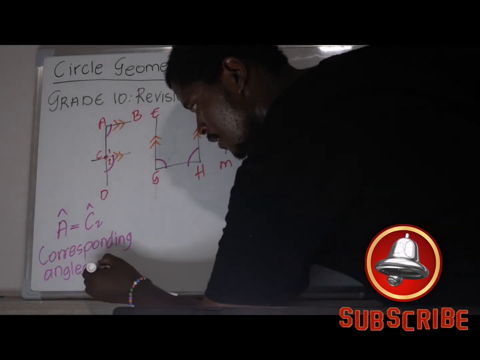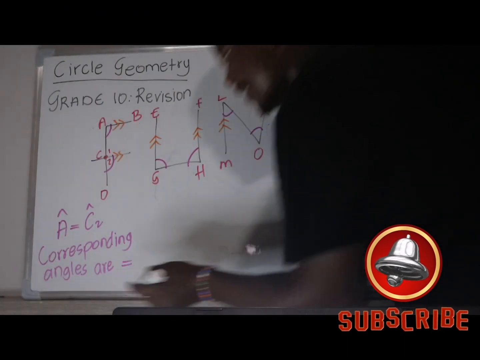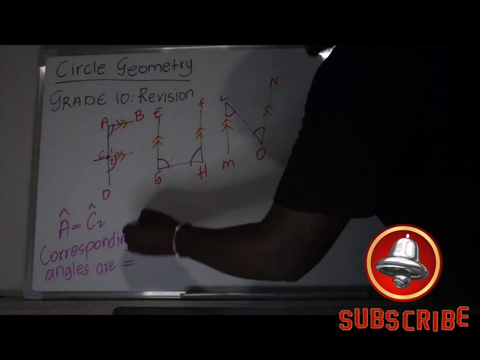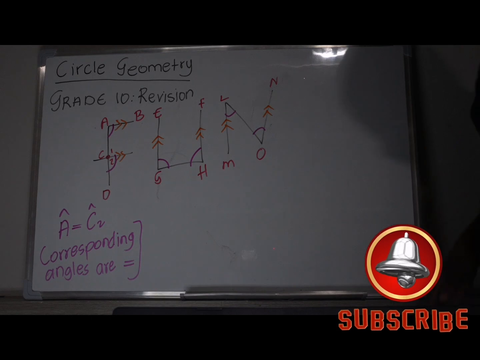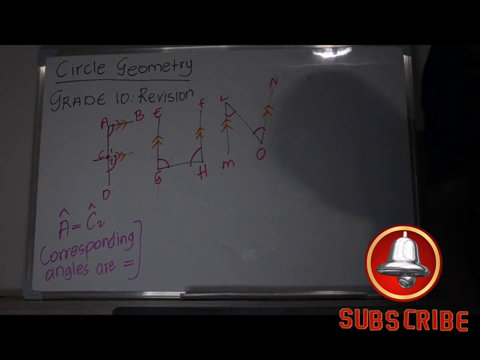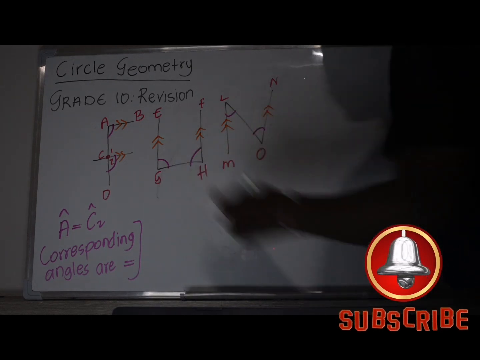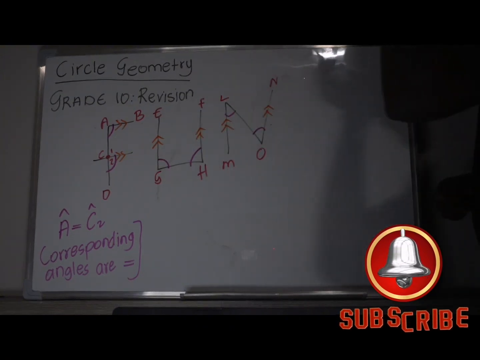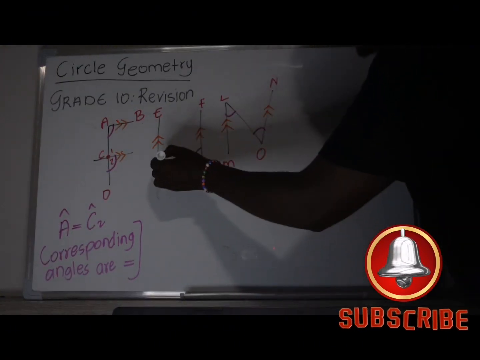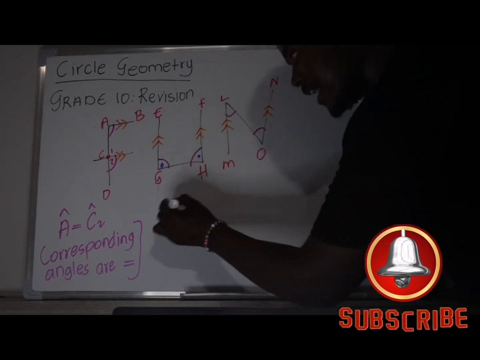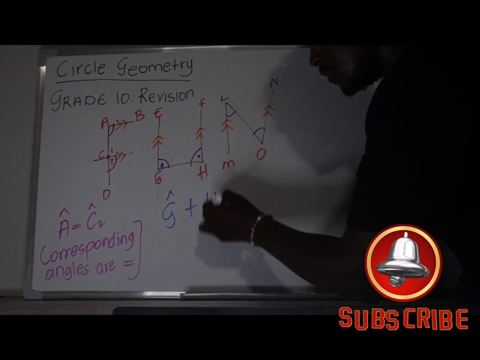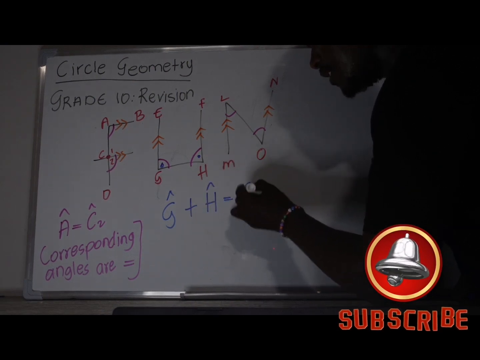Corresponding angles are equal. This is going to be your reason when you write activities. This must be your reason. Another one. In the examination or in the test, you must know the reason. This angle is... Angle G plus angle H equal to 180 degrees.